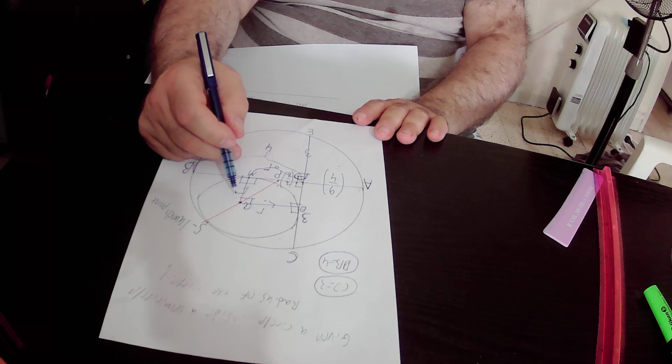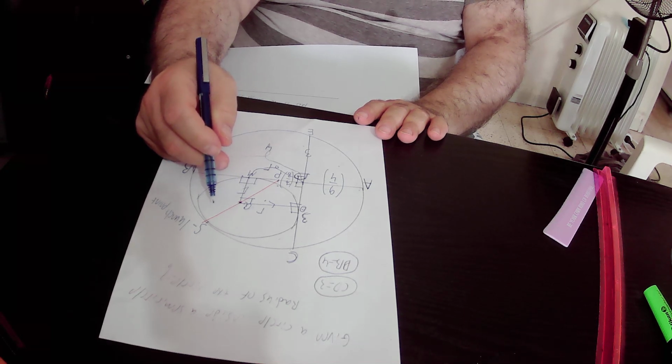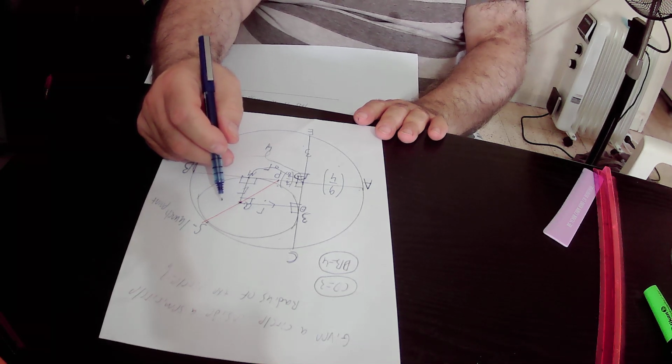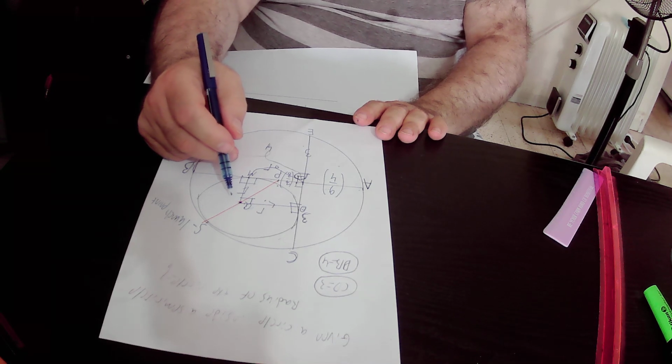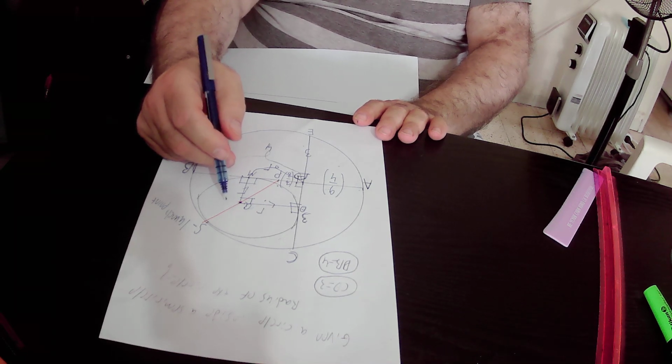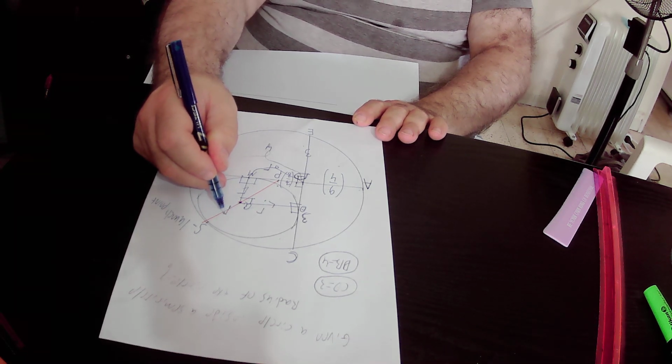Q is the center of the small circle. S is a point on the small circle itself. This is exactly the definition of a radius. That is to say, QS is the radius of the small circle that is equal to small r.